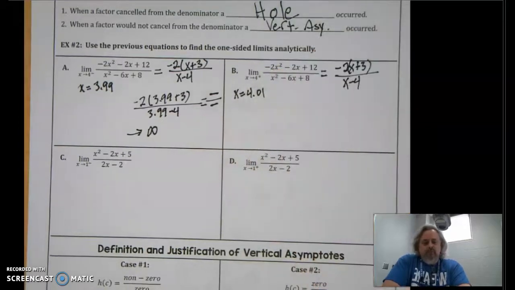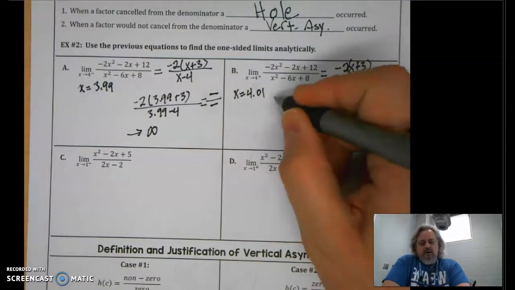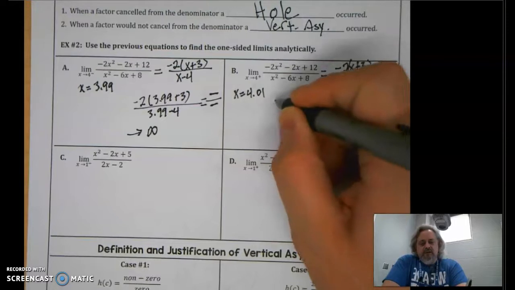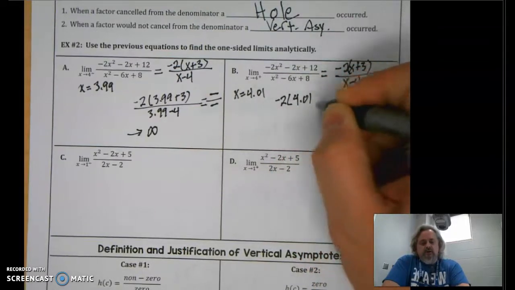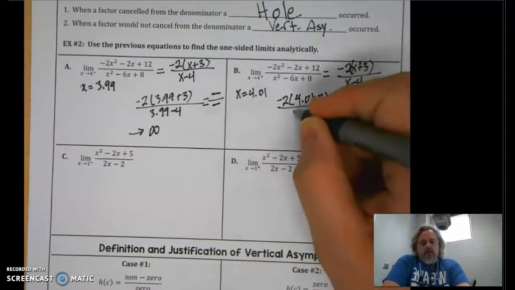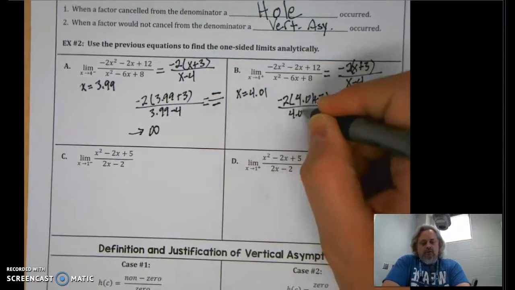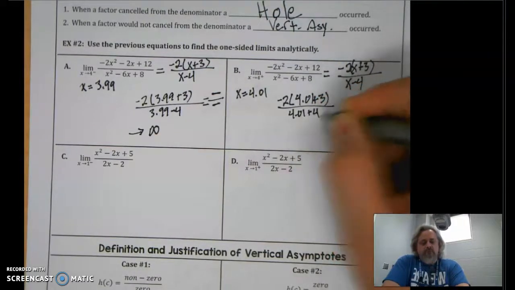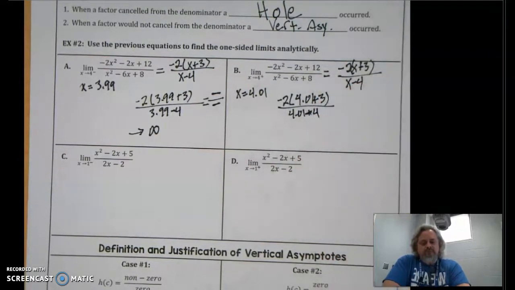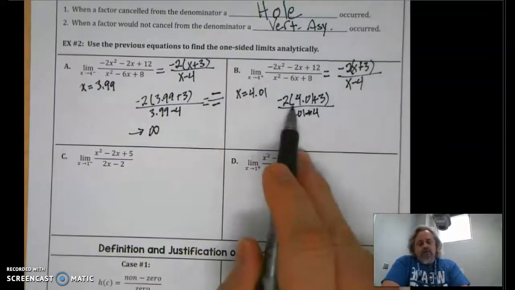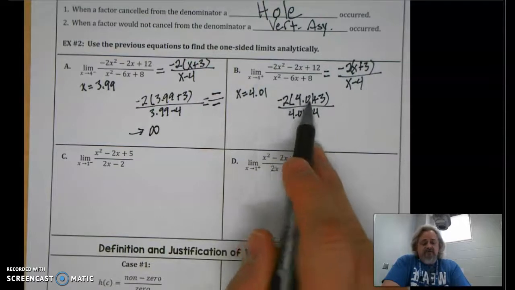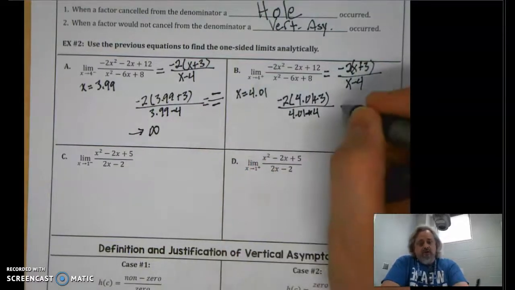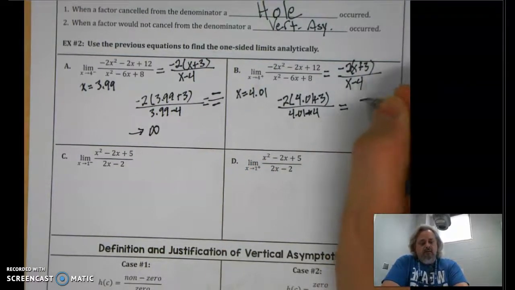4.01. If I take that 4.01 and plug it into this simplified expression, I'm going to get negative 2 times 4.01 plus 3 over 4.01 minus 4. Now in the numerator, 4.01 plus 3, that's positive. Positive times that negative 2 makes the overall numerator a negative number.